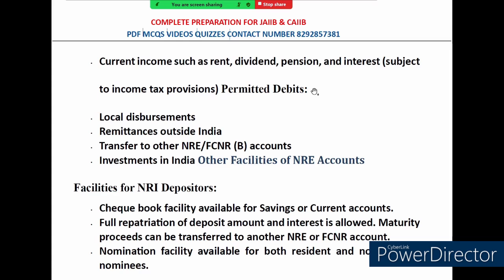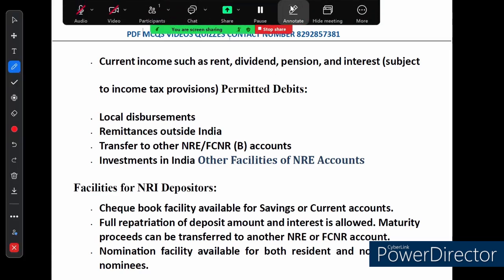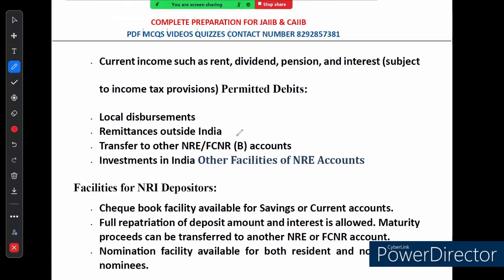Now let's talk about debits, or in simpler terms, the withdrawals and payments you can make using your NRI account. The first thing is local disbursement. What does it mean? You can use your NRI account to make payments within India. This could be anything from paying utility bills or any other local expenses. That is called local disbursement.